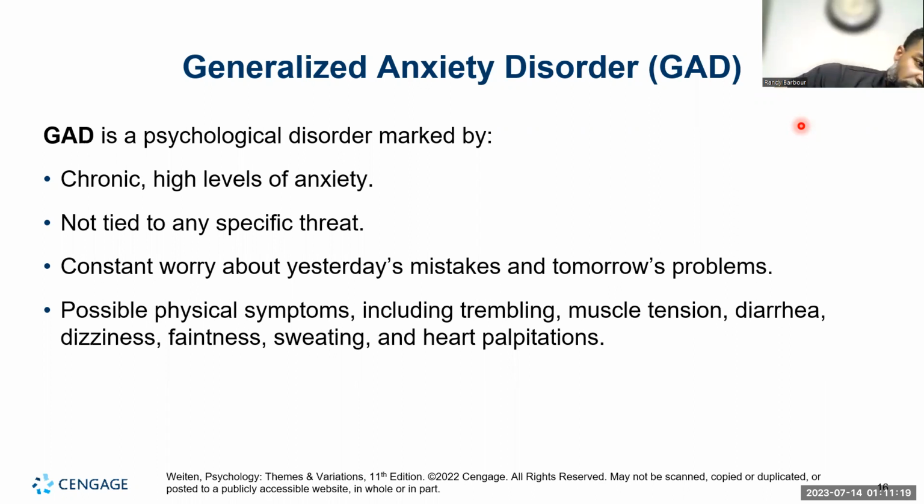But again, one of the most common anxiety disorders is generalized anxiety disorder. This is characterized by chronic high levels of anxiety not tied to any specific threat. When I talk about panic disorders and panic attacks, they are tied to a specific threat or trigger. But with generalized anxiety disorder, there is no specific threat at all. It's just a constant worry about yesterday's mistakes and tomorrow's problems. We're always just worrying, which creates this anxiety for us. The physical symptoms of generalized anxiety disorder are just possible. Many may have trembling, muscle tension, diarrhea, dizziness, faintness, sweating, and heart palpitations.